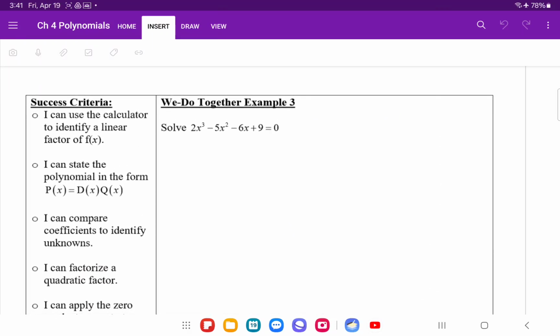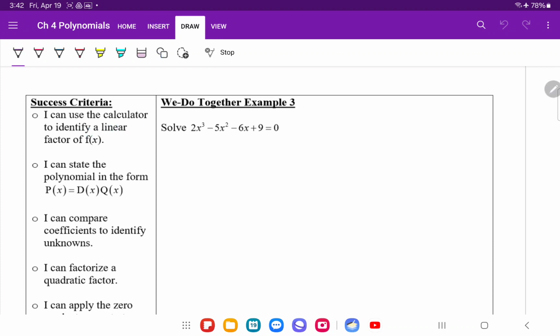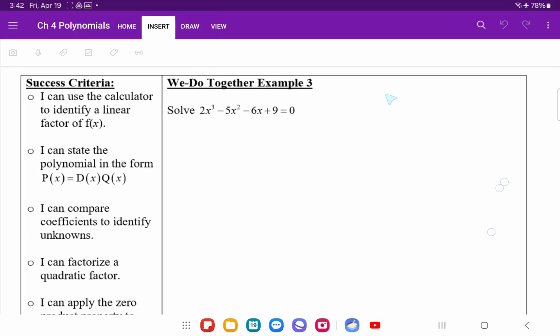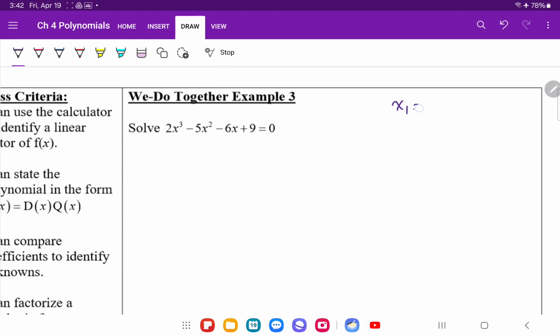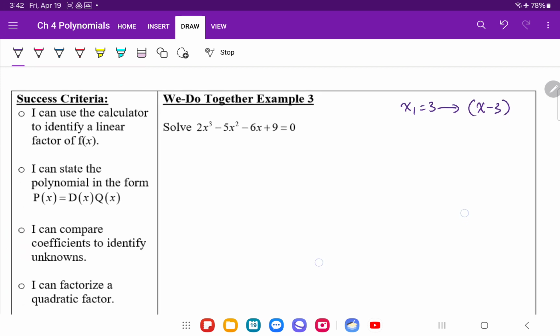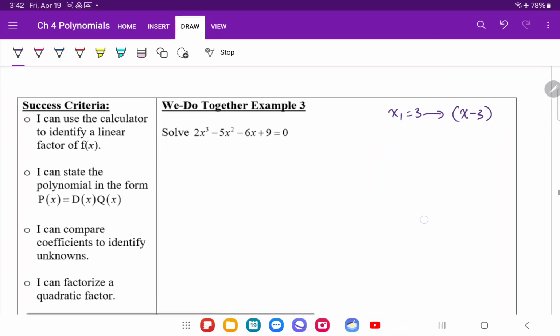The first few steps are the same as factorization. So we'll run through the first step. Use the calculator to get a linear factor. Now if you test your calculator, you will get something similar to this. From the calculator, one of my answers happens to be, I think, x1 equals 3. So I have to work backwards from the 3 and get the factor x minus 3. But of course, we cannot safely say that it is a factor until we show it.